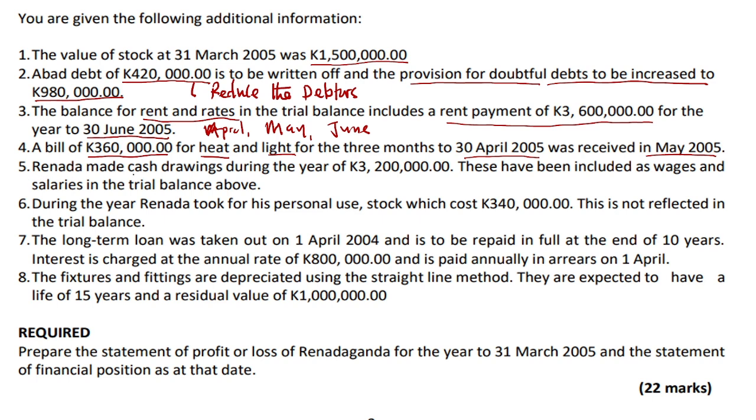Adjustment number 5, Lanada made a cash drawings of 3.2 million. Now follow me very well. These have been included in the wages and the salaries in the trial balance. So what do we do there? This is very simple. You are going to deduct this because it is treated as an expense. So you subtract the 3.2 million from the wages and salaries.